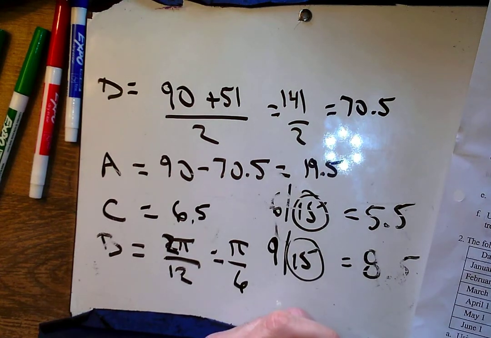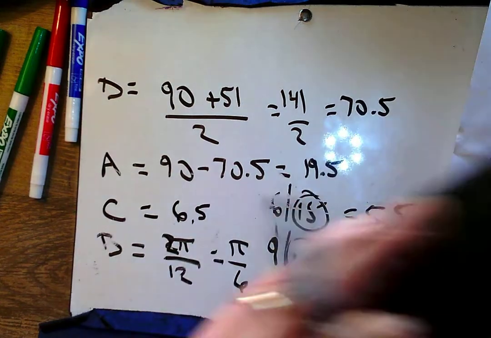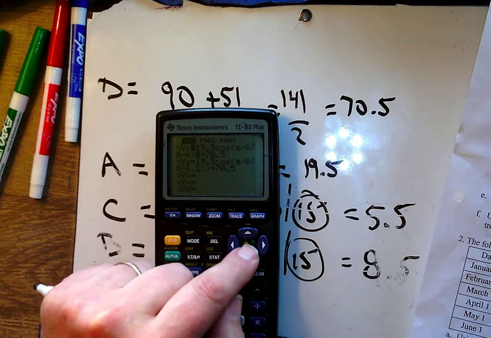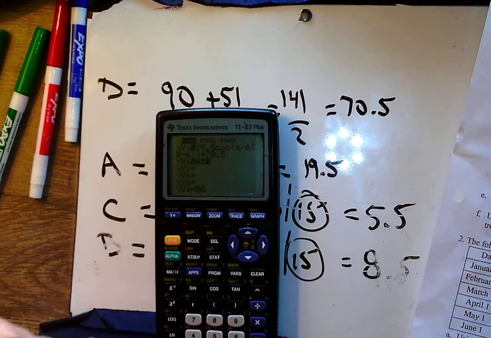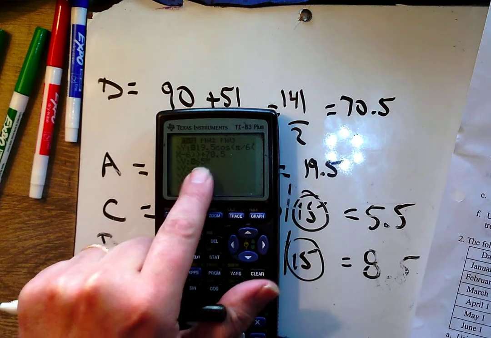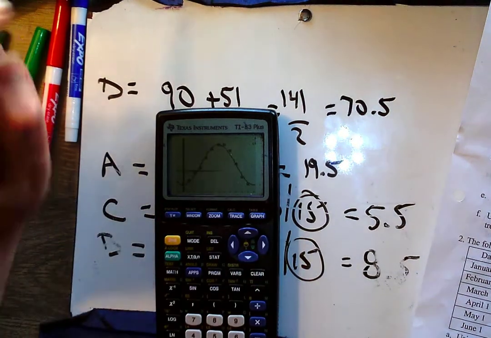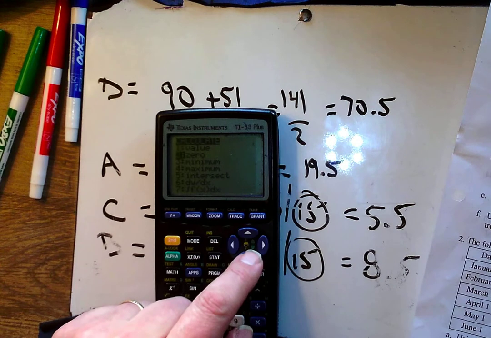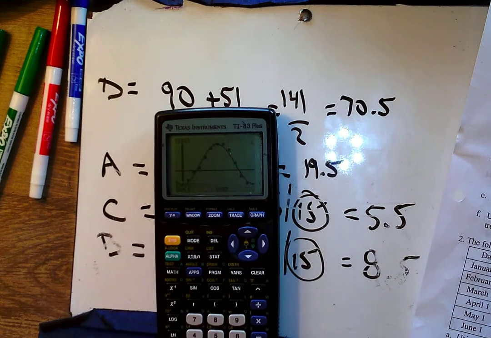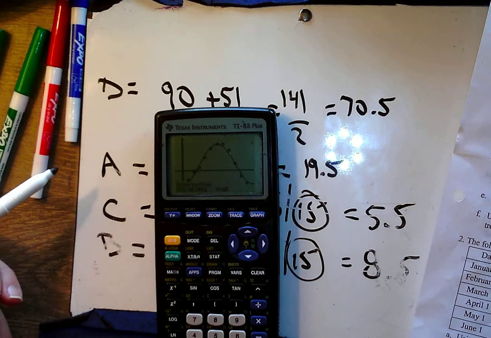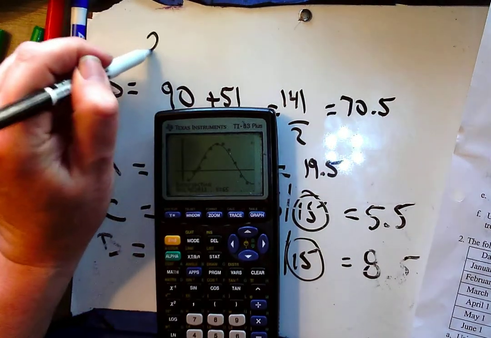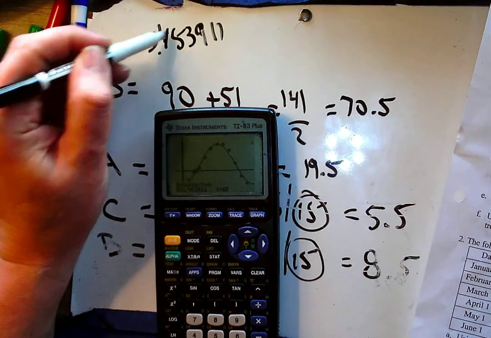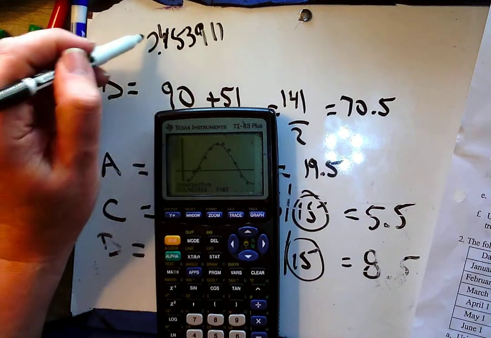And then the last question: on what days is the temperature approaching 65 degrees? Well, 65 in this problem is an output. And what was I supposed to do with outputs? I was supposed to graph my output. So I'm going to graph my output of 65, I'm going to graph my model, and I'm looking to find points of intersection. Second, calculate, intersect. And I get 2.453911. And that was 2 points.